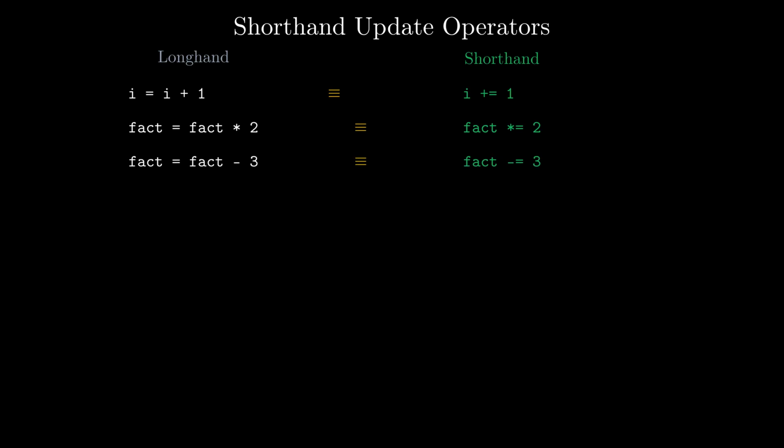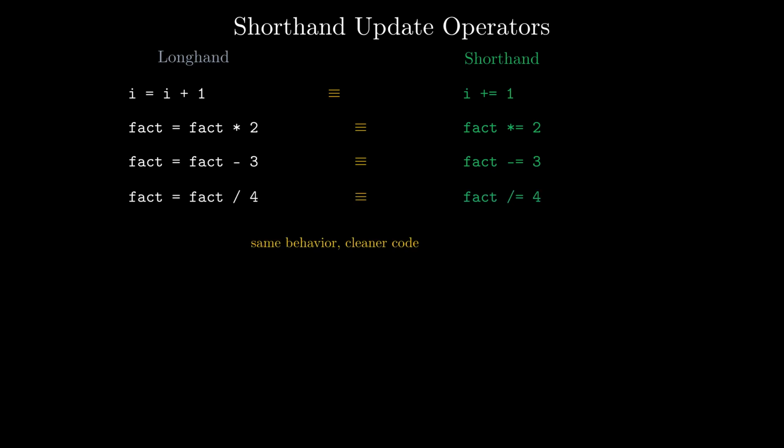Python provides shorthand for updating variables. Instead of writing i equals i plus 1, write i plus equals 1. The plus equals operator adds the right side to the current value of i and stores the result back. This works with any arithmetic operator. Fact times equals 2 means fact is set to fact times 2. Minus equals subtracts. Divide equals divides.